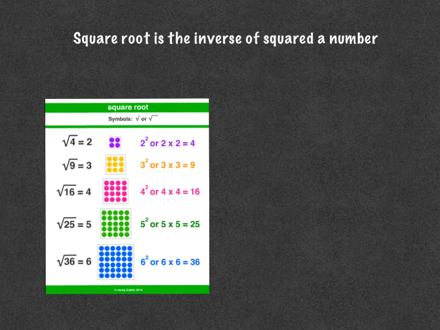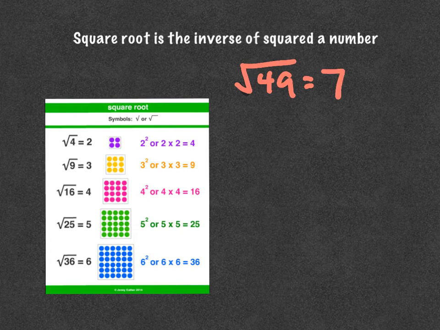So the square root of 9 is going to be 3 because I can arrange it in 3 rows of 3. And then if we look at the square root of 16, 4 times 4 is 16, so we can get this into 4 rows of 4. The square root of 25 is 5 because 5 times 5 is 25. The square root of 36 is 6, because 6 times 6 is 36. If we continue going, we can do the square root of 49, which is 7, because 7 times 7 is 49.